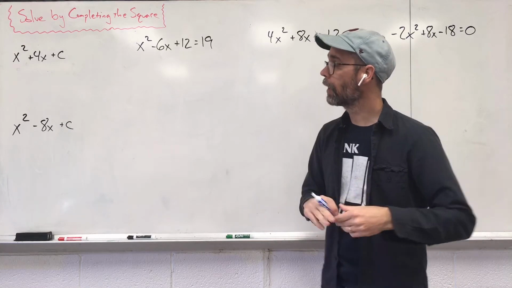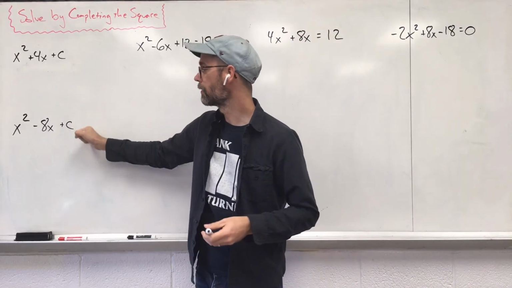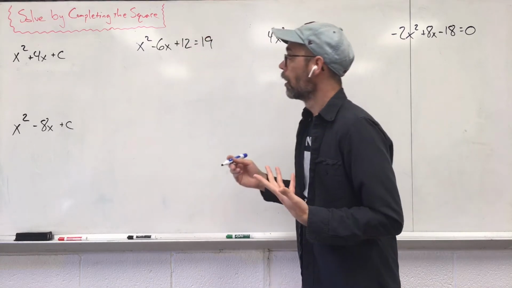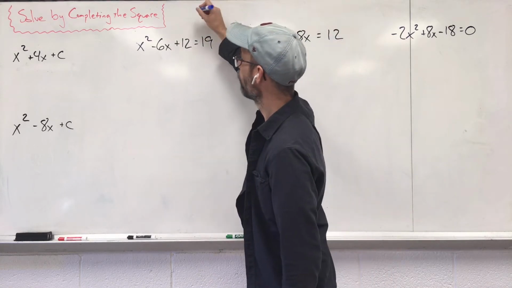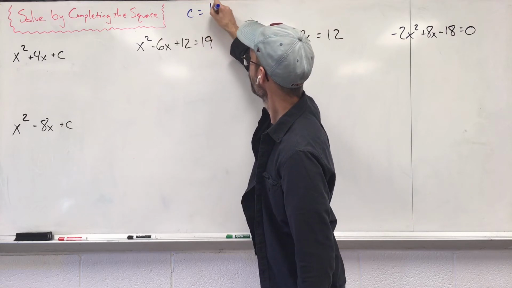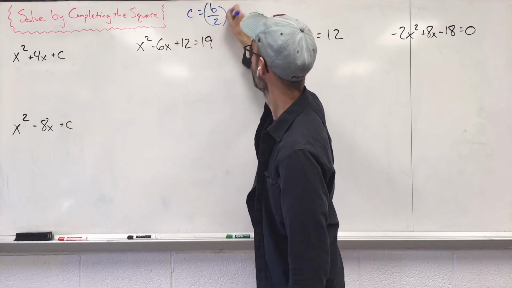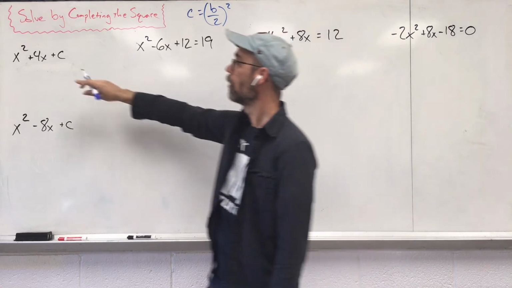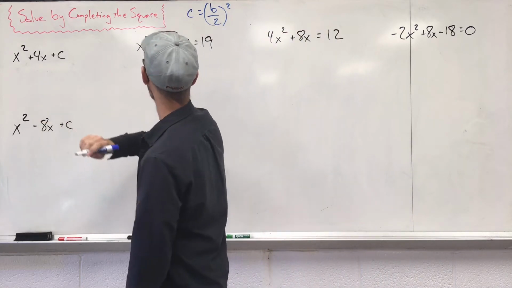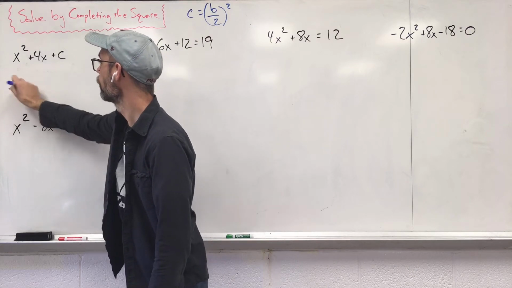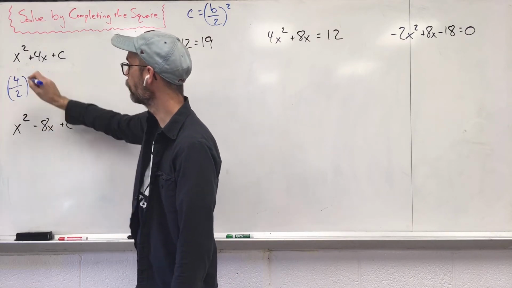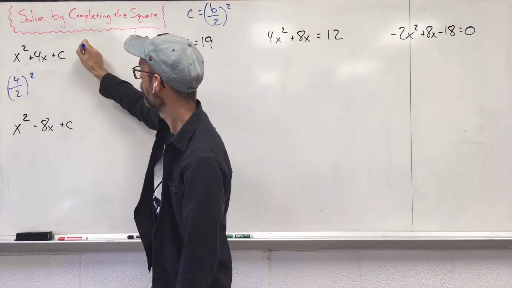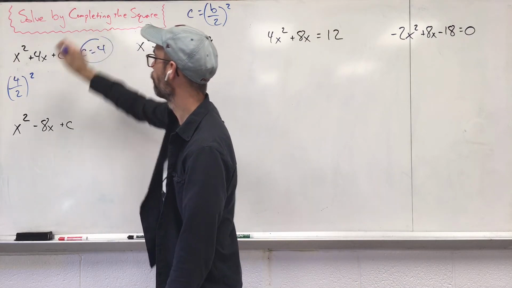Before we do that, let's figure out how to find C to turn this problem into a perfect square. There's a formula: to find C, we take b divided by 2 and then square it. For the first one, my b value is 4, divided by 2 is 2, and then I square it. 2 squared gives us C equals 4.